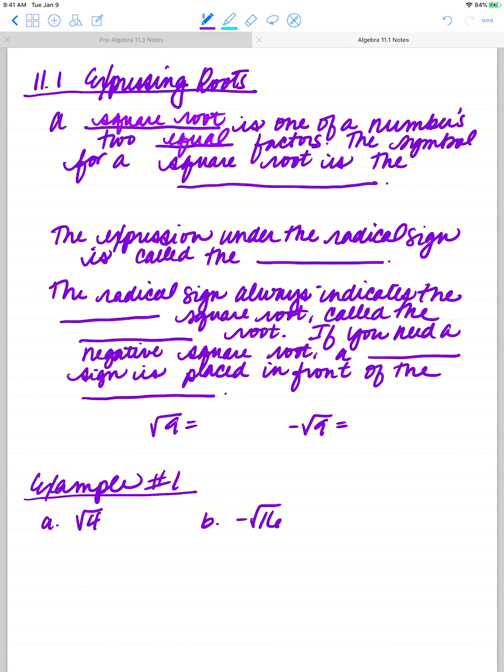The symbol for a square root is the radical sign, which looks like that, okay? The expression underneath the radical sign is called the radicand, okay? The radical sign always indicates the positive square root, which is called the principal root. If you need a negative square root, a negative sign is placed in front of the radical, okay?